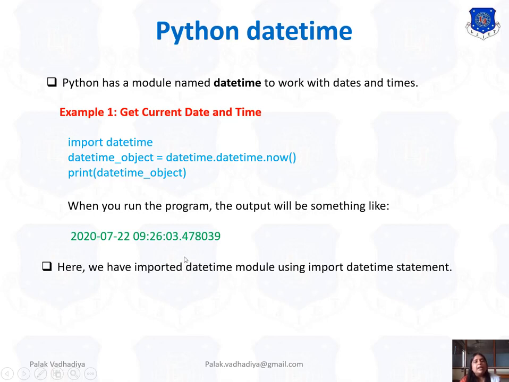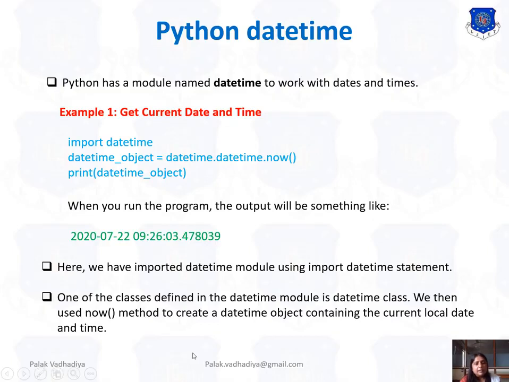So here we have imported the datetime module using the import statement. Here, datetime is the module. Inside that module, I use the class, that is the datetime class. And inside that I use one method, and the name of that method is now.